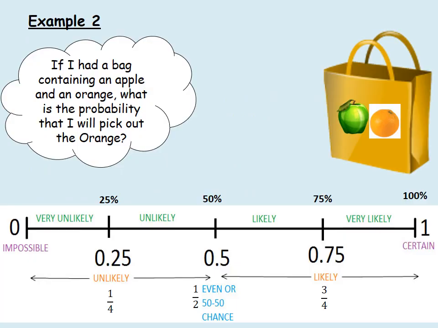Now we have example number 1. We will solve it together. If I had a bag containing an apple and an orange, what is the probability that I will pick out the orange? Tell me, in my bag, how many fruits do I have? Yes, I have 2. So the orange is 1 out of 2. So what is the probability? Yes, it's 1 out of 2. Or I can write it as a decimal, 0.5, or as a percentage, 50%, and I can put it on the probability scale. I can circle 0.5, even chance.